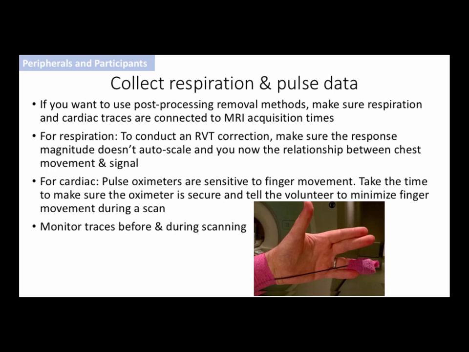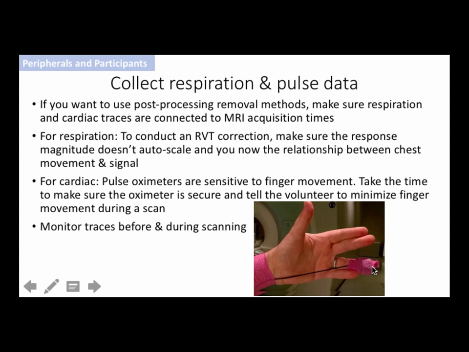For cardiac, the typical pulse oximeters are really sensitive to finger movement. So taking time to make sure it's secure and telling the volunteer, try not to wiggle that finger during the scan makes a huge difference. So I'm not saying this is the only way to do it, but from my experience, I usually put the oximeter on the finger, I wrap it with stretch tape, so it stays tighter on the finger, and then I put another piece of stretch tape here so that the wire holds still. Now, there might be other ways to do this well, but just because the device comes with a little piece of Velcro doesn't always mean that's all you need to do to keep it stable.